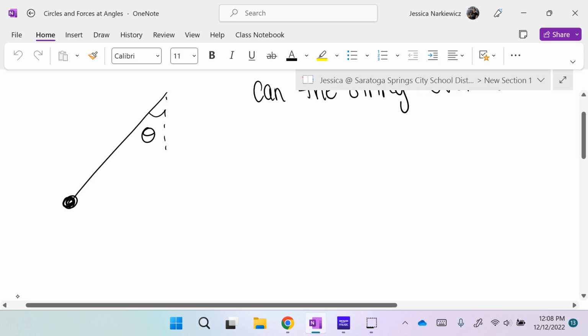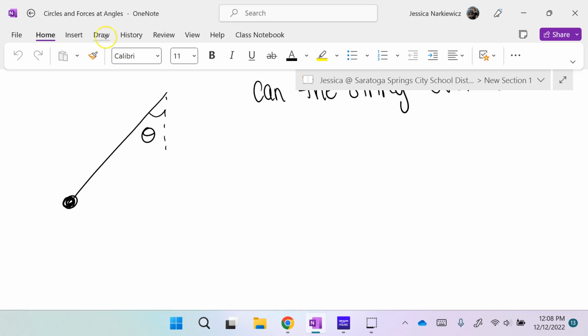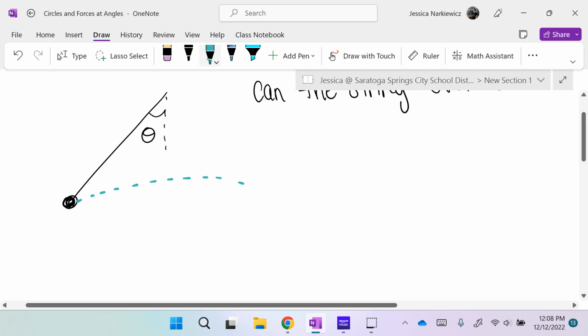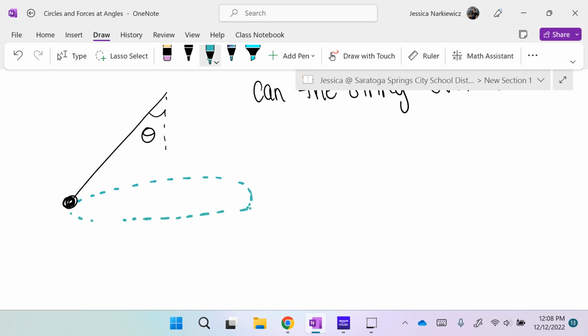So the first type of question, or the most common type of forces at angles problem that gets asked, is something called a conical pendulum. It's called a conical pendulum because it swings back and forth in a circular pattern, and that object is going to trace out a cone shape.